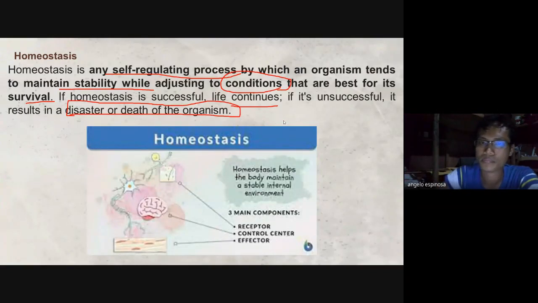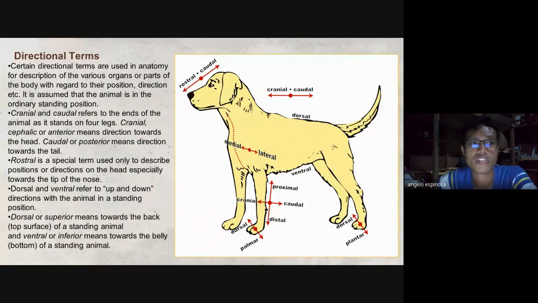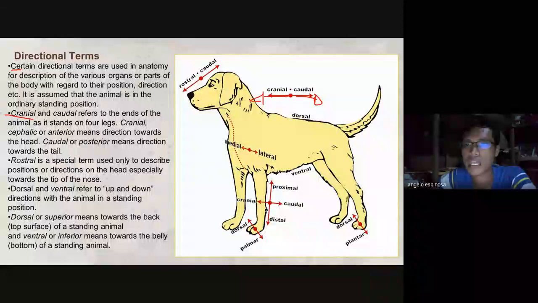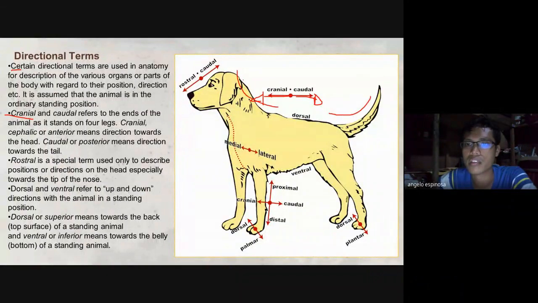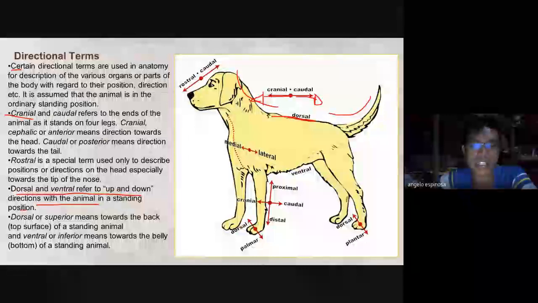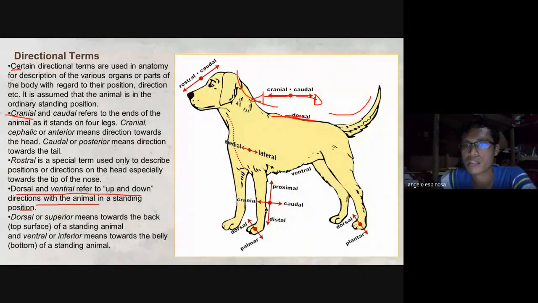Okay? These are the directional terms that you need to remember. We have certain directional terms used in anatomical description. We have cranial. Pag sinabi mong cranial, towards the head. Pag sinabi mo naman caudal, that is towards the tail. And the dorsal naman, where's the dorsal here? Dorsal and ventral, up and down directions with the animal in standing position. So we have the dorsal in the back bone, and then ventral naman sa baba.